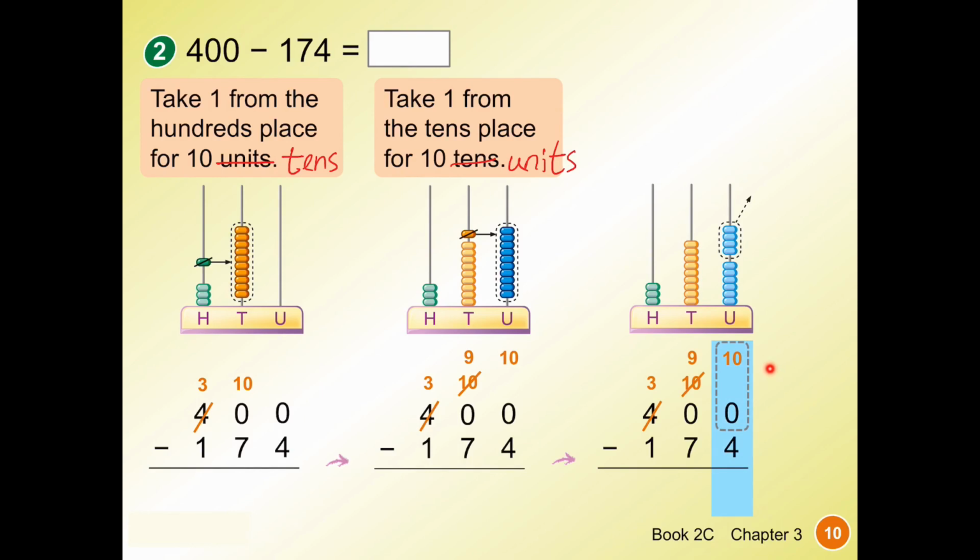So finally we can start to work on the units column. We have 10 minus 4. The answer would be a 6.